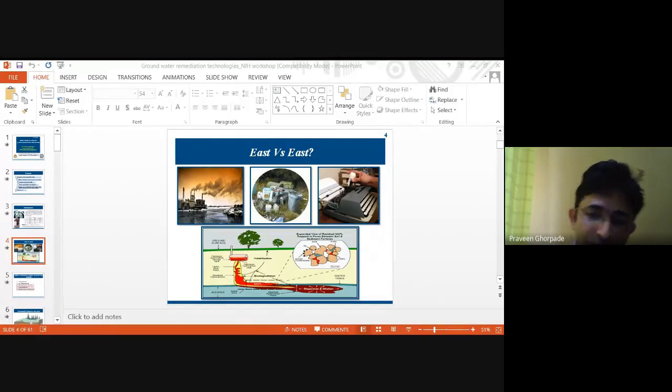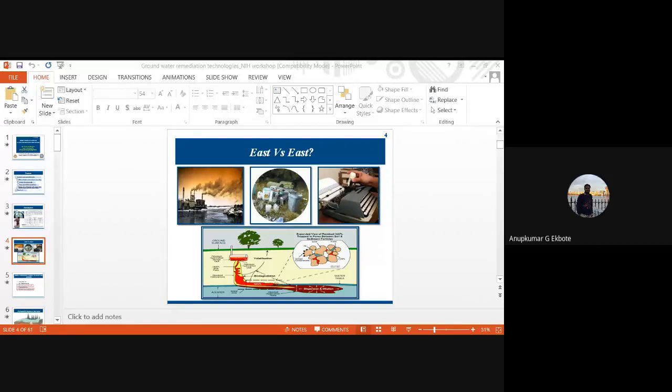So for that matter, if you look into this photograph, can you see this, where the petrochemical tank is leaking? Okay, this photograph is seen. I mean, the picture is seen. Hello. Yes, sir. It can be seen, sir.